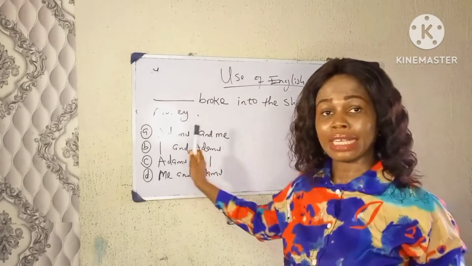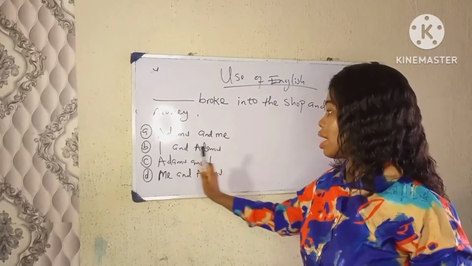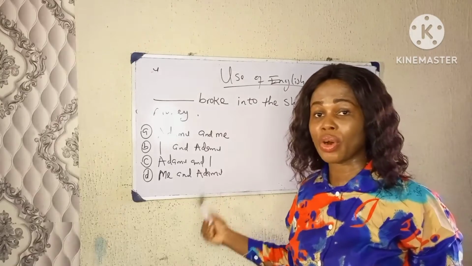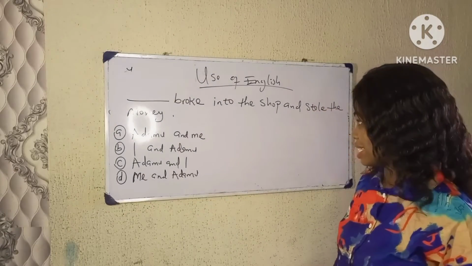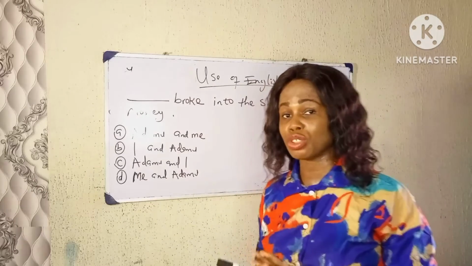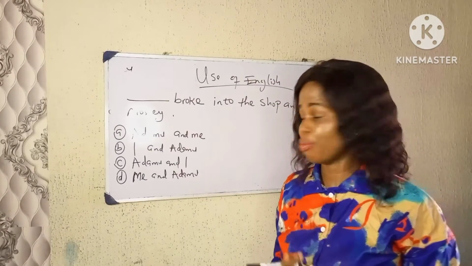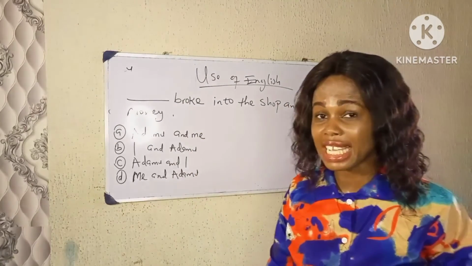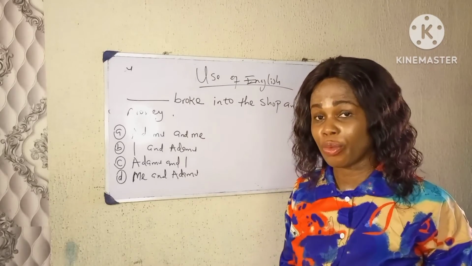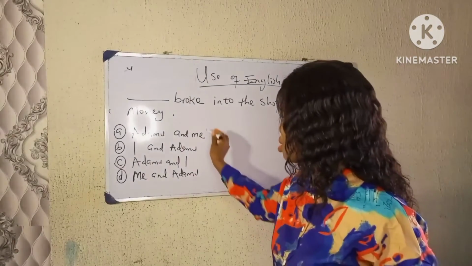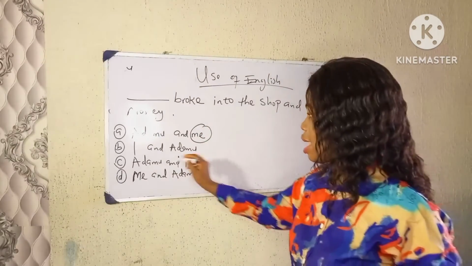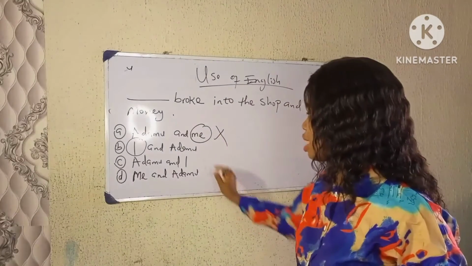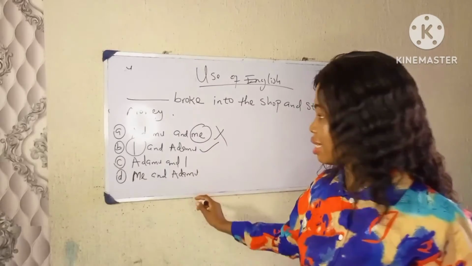We have options: A, Adamu and me; B, I and Adamu; C, Adamu and I; and D, me and Adamu. Which one is the correct answer? To know the correct answer, you should know that whatever pronoun you're going to choose has to be in the subject form because it's performing the action of the verb broke. So we're going to choose an option that is in the subjective form. Here we have me. Me is an object pronoun. I is a subject pronoun. So we are striking this one off.